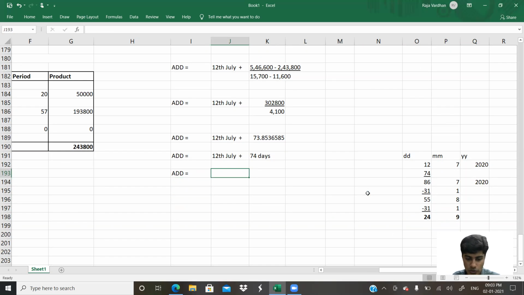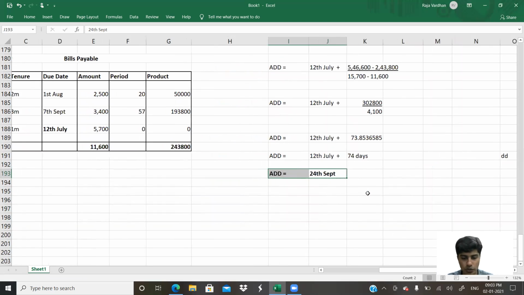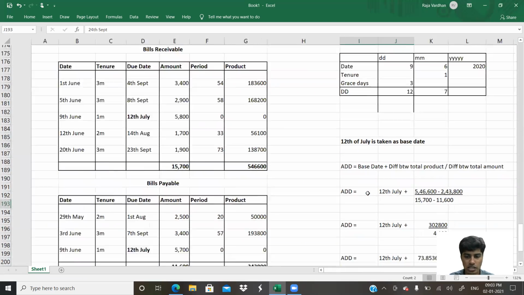Oh, sir, is it so? Yes, it is so. You get that? Simple math. Break it to math. Don't try to use logic. Don't try to use your brain. Put it as an equation, put it as a number, and then solve it. You will get the answer. So 24th of September is the average due date that is being asked in the question. Yes, so this is our answer.